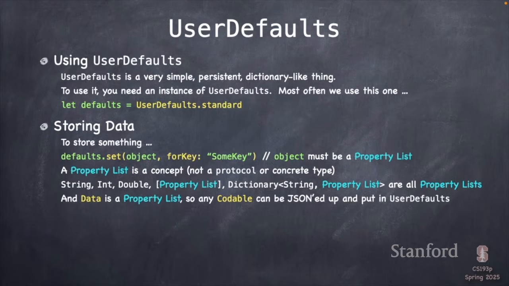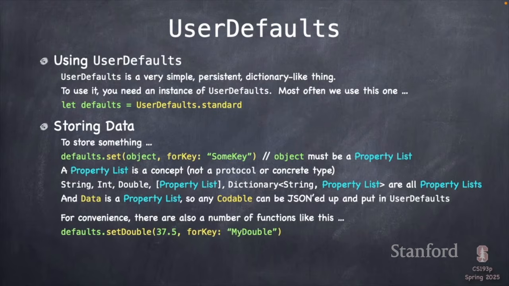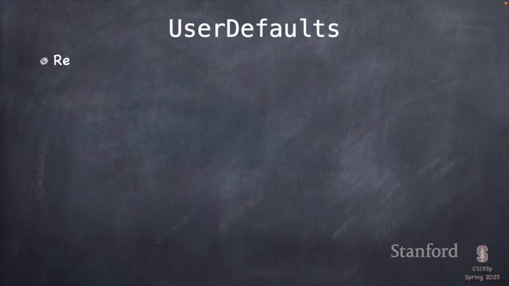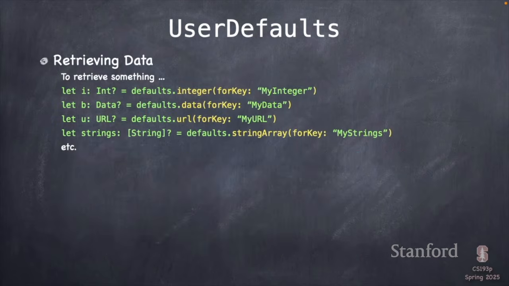But you're rarely doing that because you're usually only putting small things in user defaults, not big structs that you're codableizing, although you might have a small struct that you're codableizing. There are also convenient functions like set double. Set double will at least type check the argument there. And these key strings, like some key in green, are global to your entire app, so you've got to namespace them yourself.